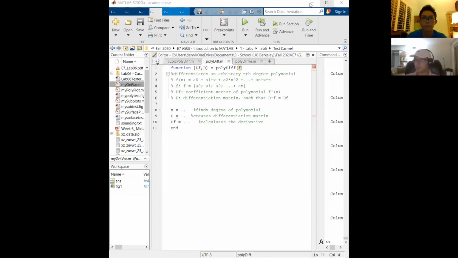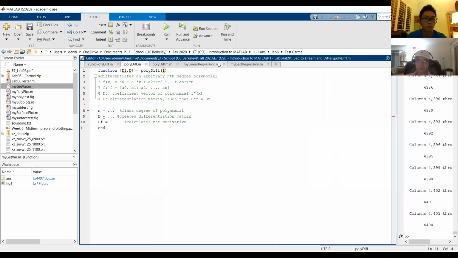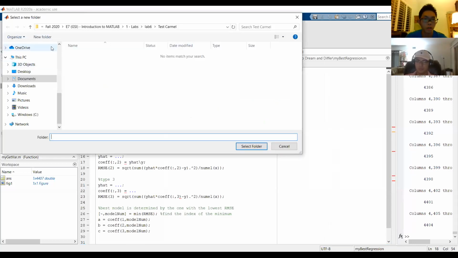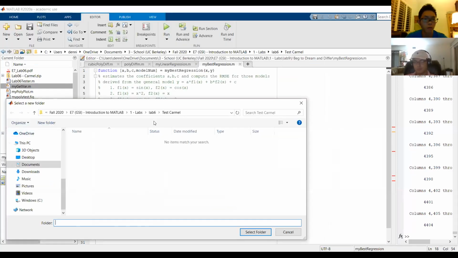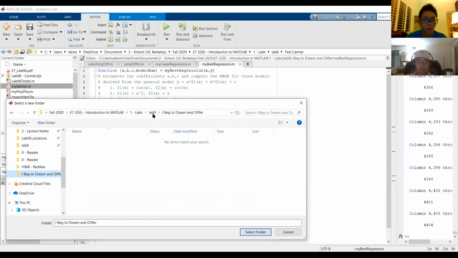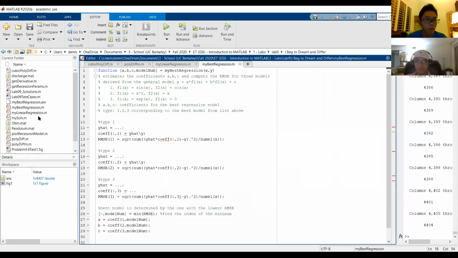MATLAB. Okay. Let's see. Did I? Yep. Okay. Whoops. I'm gonna navigate to the correct folder. Give me a sec. And there we go.